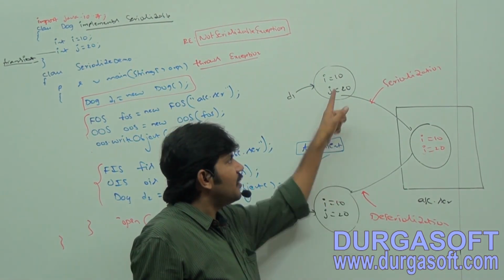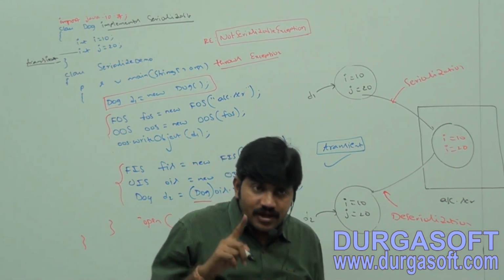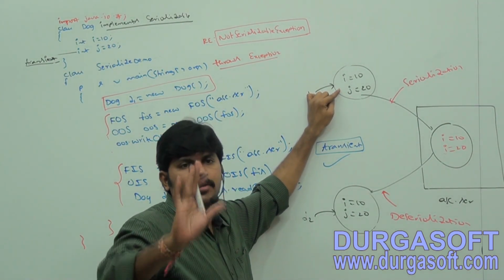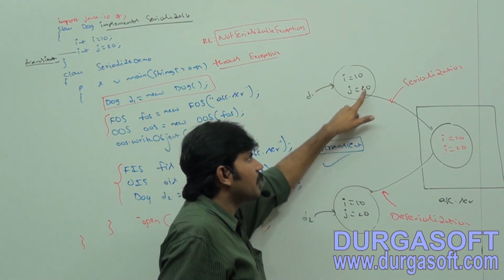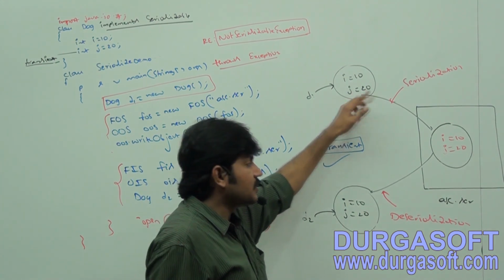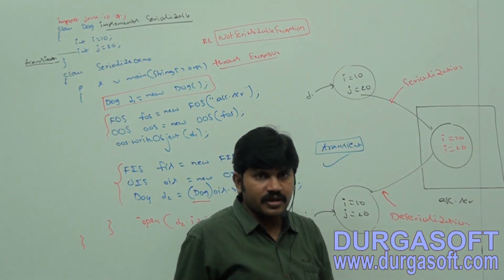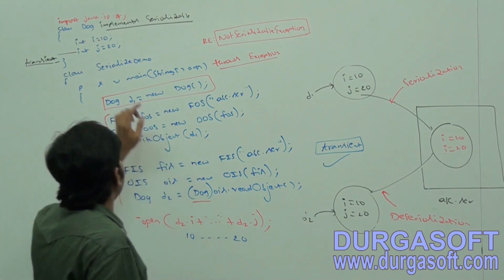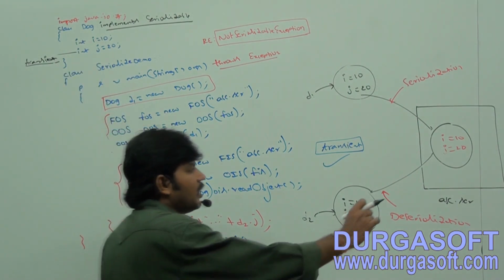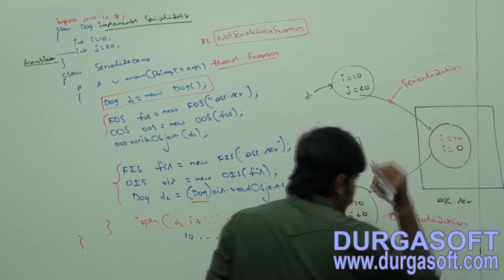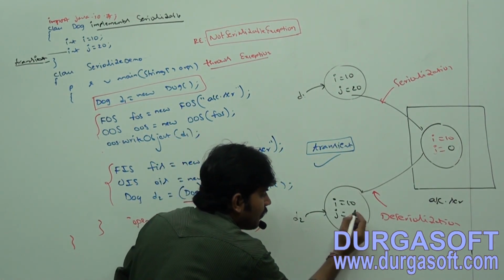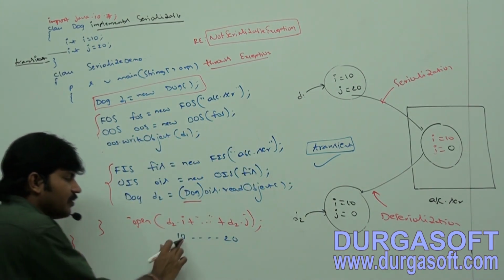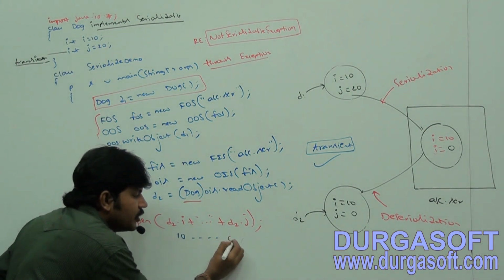Simple. At the time of serialization, the JVM will check whether any variable is transient or not. If a variable is transient, the JVM ignores the original value and saves the default value to the file. What is the default value for int? 0. Now which value will be saved to the file? 0. Which value is going to come out? 0. If I am trying to print SOP of d2.i, d2.j, what is the answer? 10 followed by 0, right?